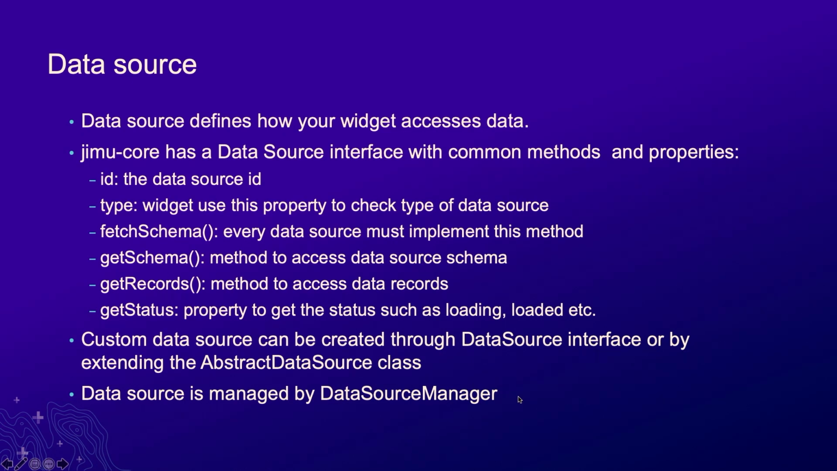The get records method is used by the widget to access data records in the data source. And then we can use the get status property to get the status of the data source. Some of these statuses include loading, loaded, and error. And then, of course, we want the ability to create custom data sources. These can be created by the data source interface by extending the abstract data source class.